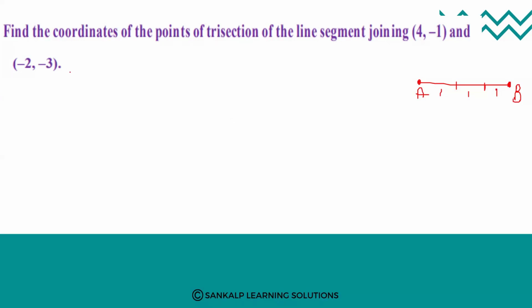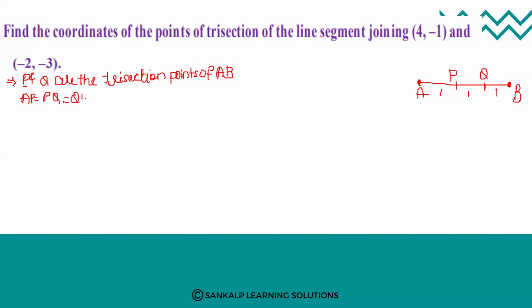Now consider this is P and this is Q. So P and Q are the trisection points of line AB. Now AP is equal to PQ is equal to QB.